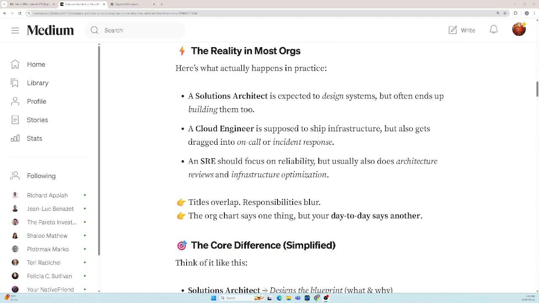So titles overlap responsibility. This is very blurry. Job descriptions say one thing, and organization charts say one thing, but your day-to-day job is another. This is true for most organizations.